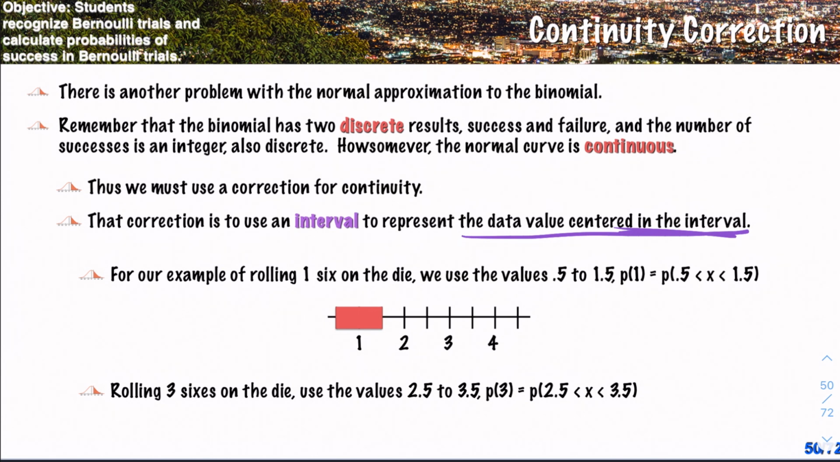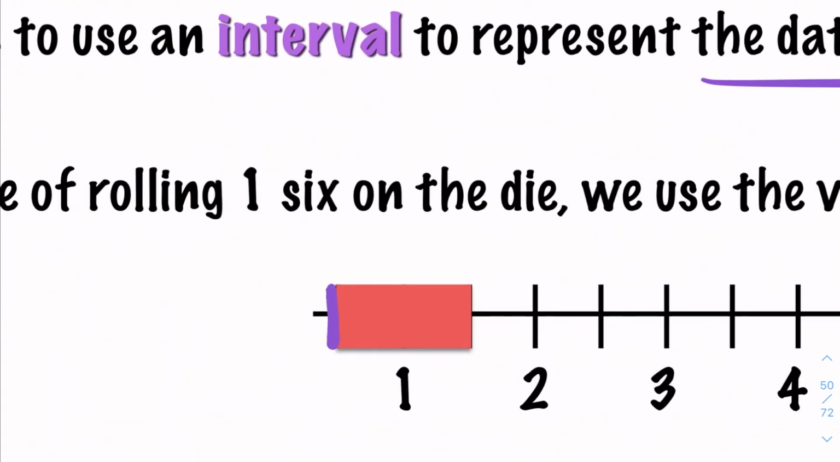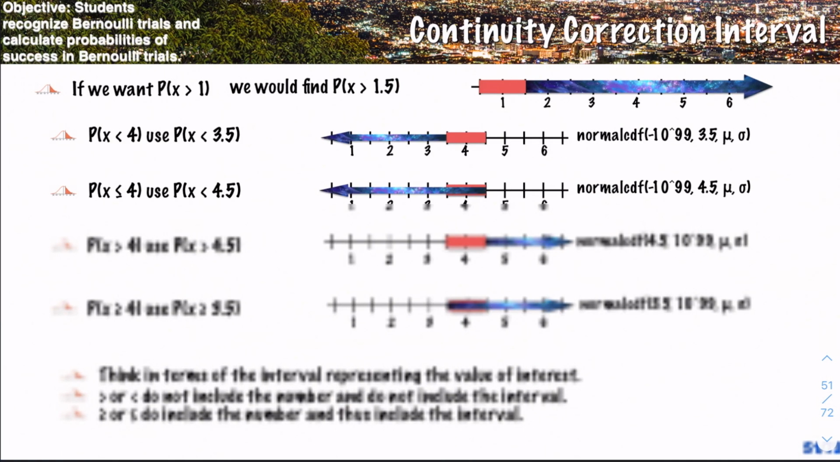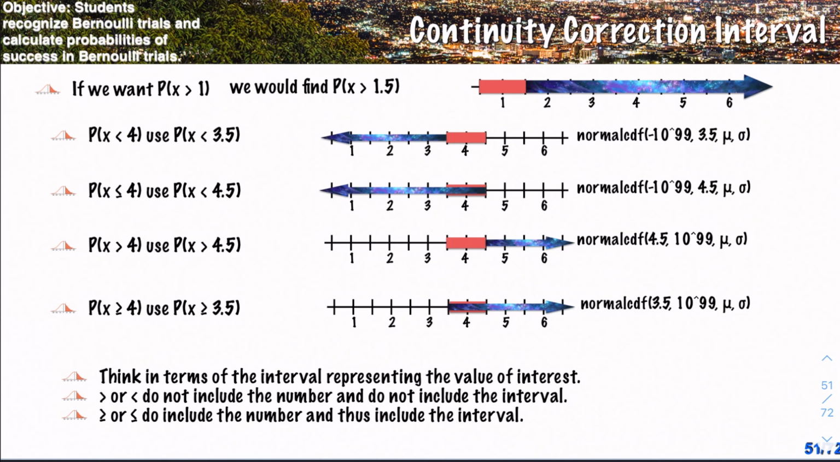So for example, rolling one 6 on the die, we use the values 0.5 to 1.5 for the probability of 1. See how we changed the interval, so we covered the range. It's equidistant. 1 is between 0.5 and 1.5, and that is our little caveat. So rolling three 6s on the die uses the values 2.5 to 3.5. So that's our continuity correction factor.